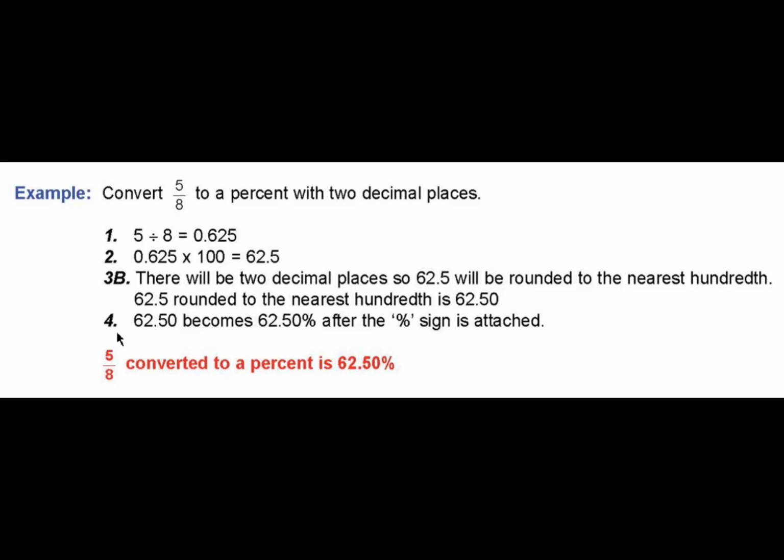Step 4. Add a percent sign at the end. 62.50 becomes 62.50% after the percent sign is attached at the end.